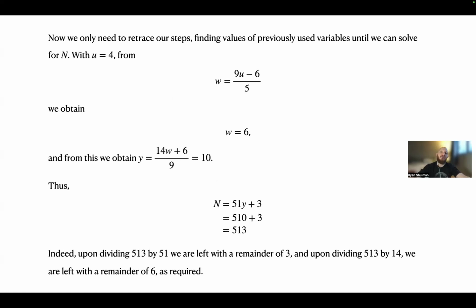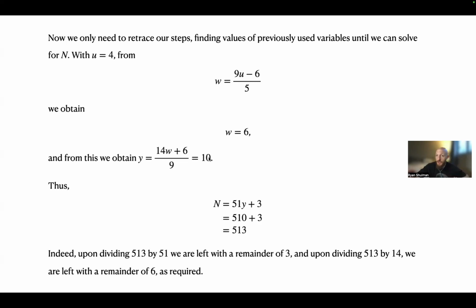And now that we have our solution to our simplified equation, it's just a matter of plugging back into our previous equations until we can calculate n. From v = 2, we found that u is equal to 4. With u equal to 4, we have w as a formula just based off of u. So plug u into this formula to find w, and when we do that, we find that w is equal to 6. We had an expression of y just in terms of w. If I plug 6 into that, I get y = 10.